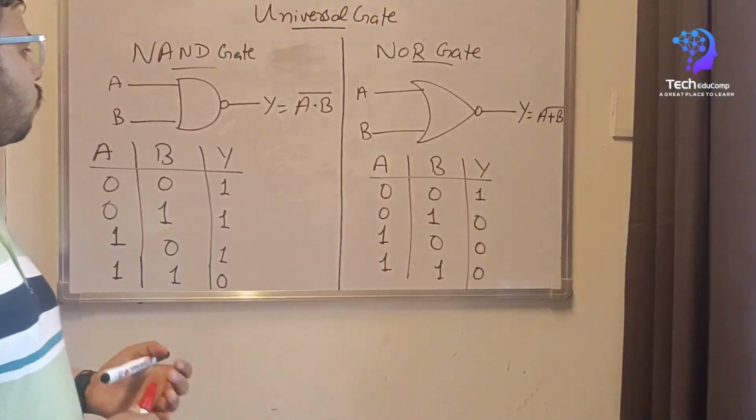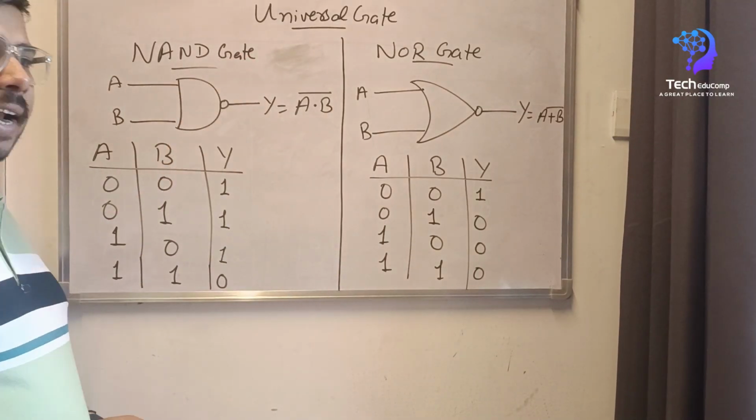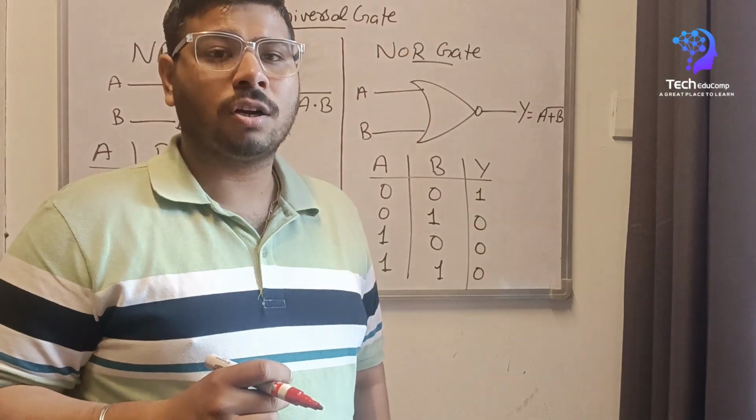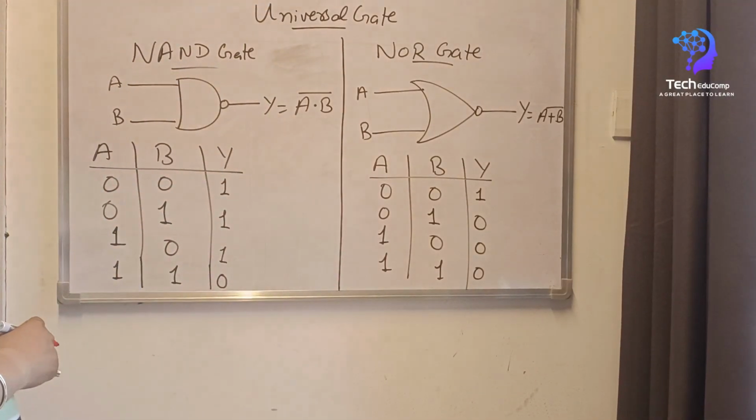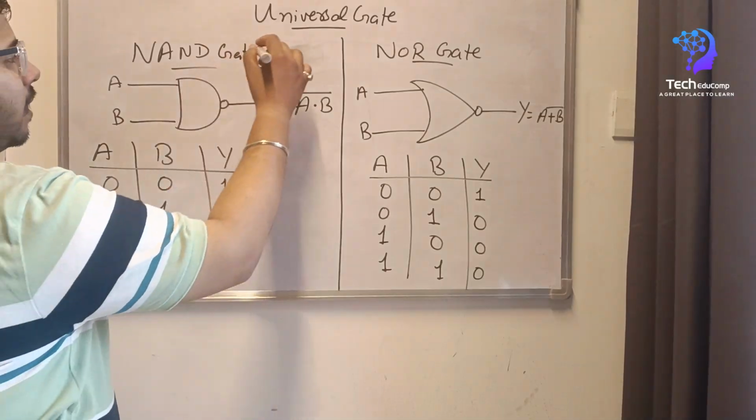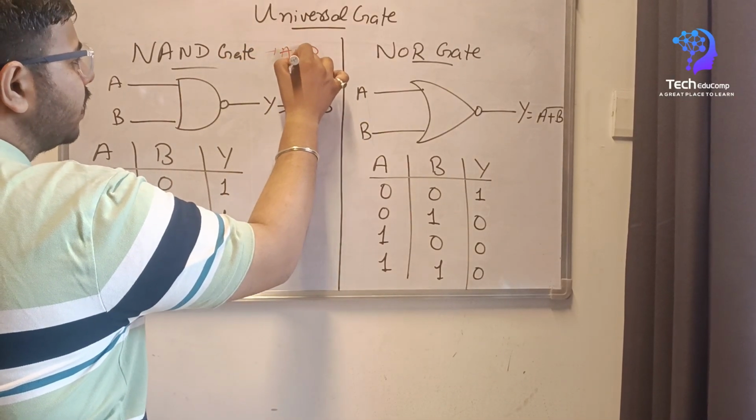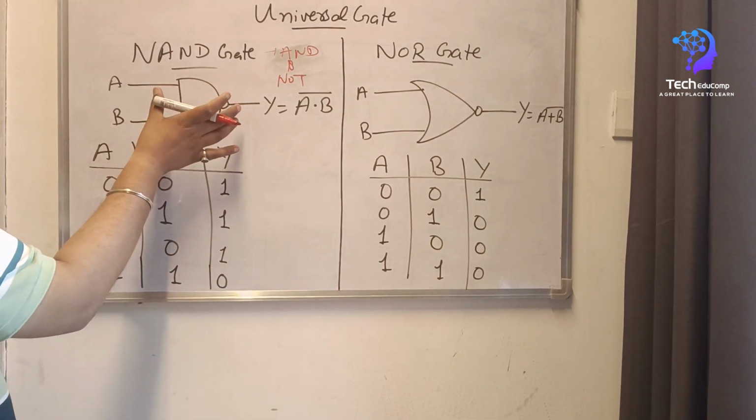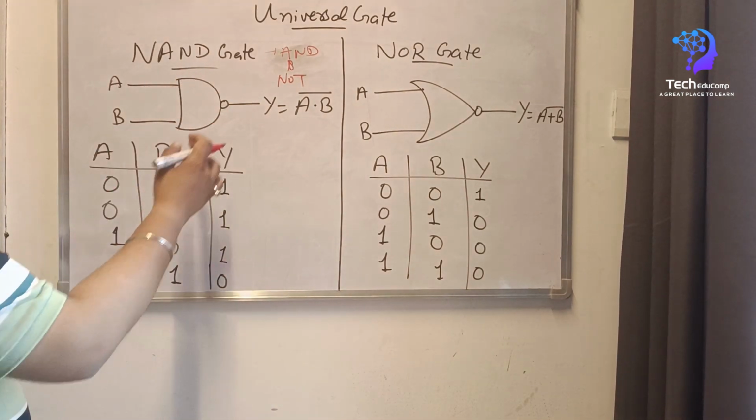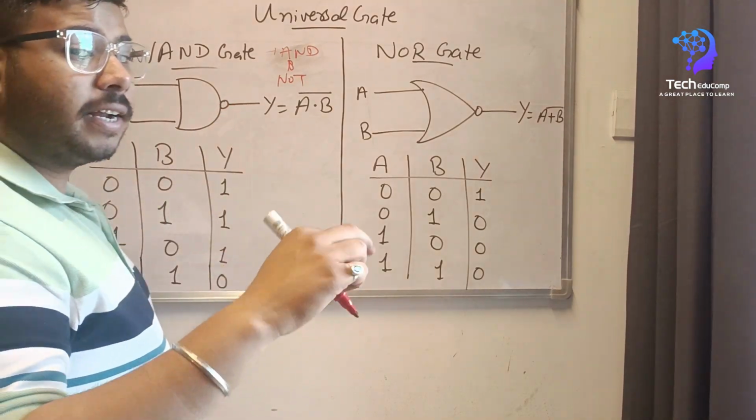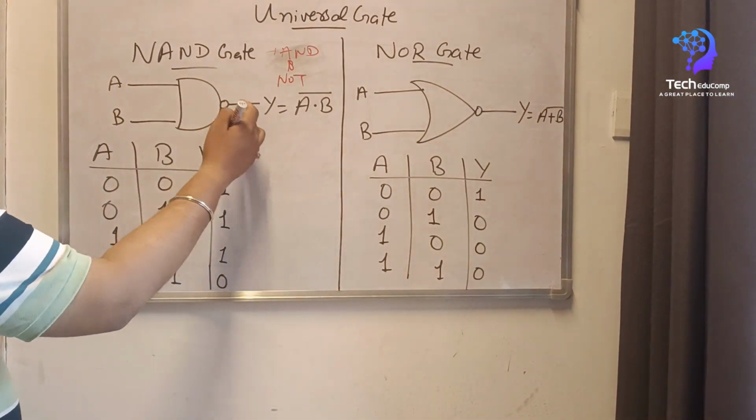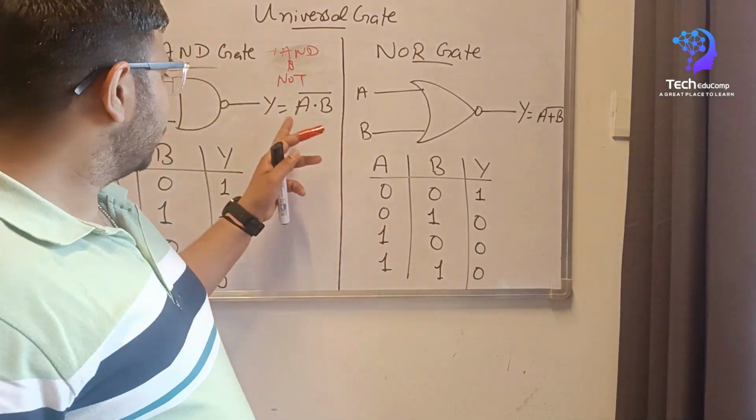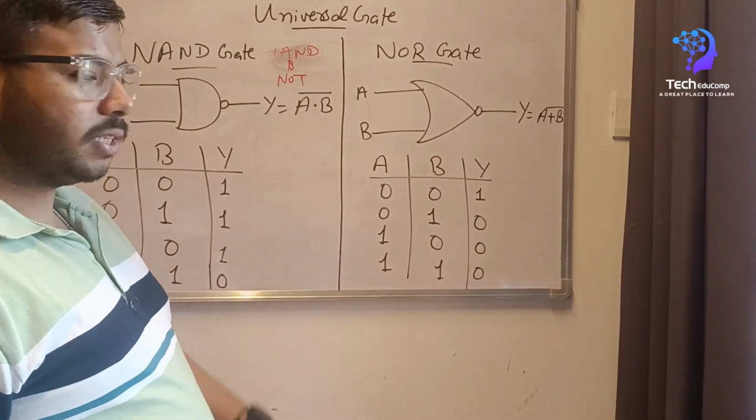Okay, so first one is our NAND gate. NAND gate produces a false output when its inputs are true. This NAND gate is a combination of two gates: one is AND gate and the other is NOT gate. As you can see here, this symbol consists of an AND gate, and this bubble represents a NOT gate, an inverter. So whatever the output before the bubble, it gets complemented or inverted by using this bubble.